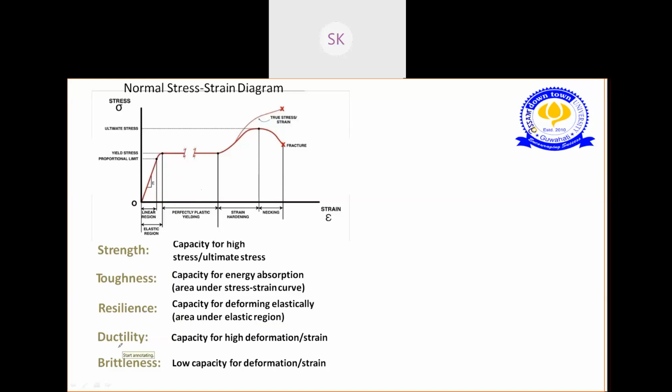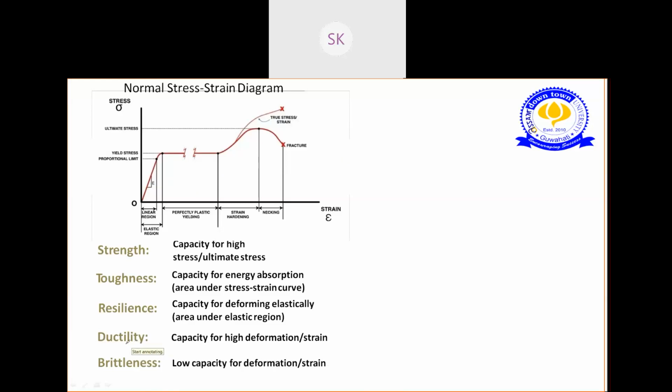Next is your ductility. You have heard this word, I guess, ductility and brittleness. So ductility is the capacity for high deformation: how much we can stretch it out, how much strain it will give, how much it will elongate. From this curve, ductility represents how long the curve is. The longer the curve, the more the ductility. The shorter the curve, the lower the ductility, and that is represented by brittleness, a low capacity for deformation and strain.